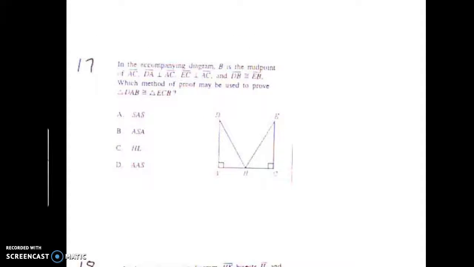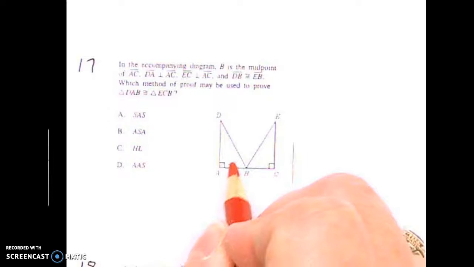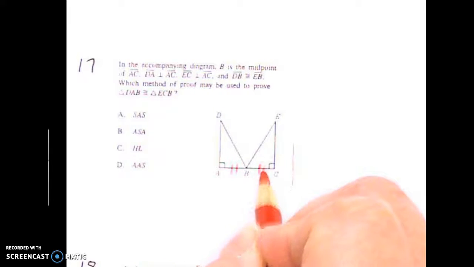If I look at question 17, it says in the accompanying diagram, B is the midpoint of segment AC, segment DA is perpendicular to segment AC, segment EC is perpendicular to segment AC, and segment DB is congruent to segment EB. We want to know why the triangles are congruent. First thing I would probably do is try to mark those, maybe color code some things so that I can see what's going on. They've told me that B is the midpoint of AC, so I know that the segment from A to B and the segment from B to C are congruent to each other.